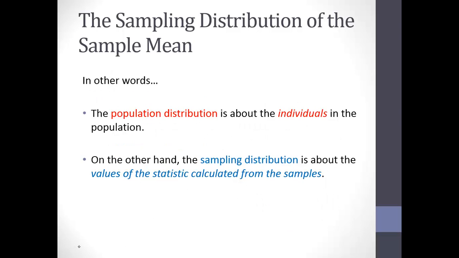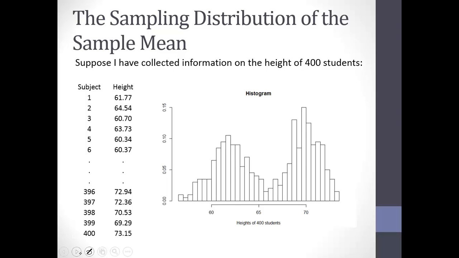So again, the population distribution talks about individuals. If I'm thinking about average debt, I'm talking about individual people. Those are the values that I have. Whereas the sampling distribution is values of the sample mean, calculated from samples of some size. This is probably a little vague at this point. I think I have a picture here to show you.